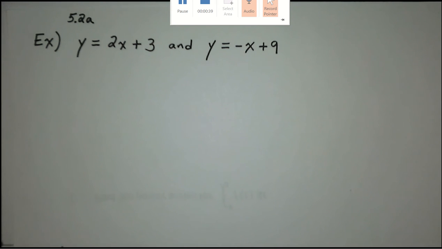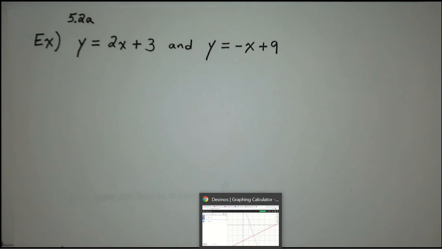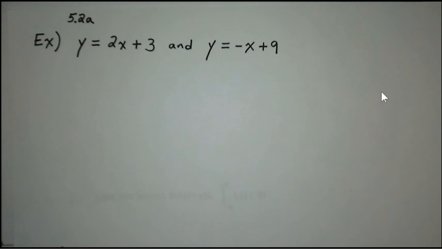So in 5.2a, I believe you were shown the substitution method, where you take a piece of one of the equations and you substitute it in to the other equation, and that allows you to solve for your first variable and yada yada yada.